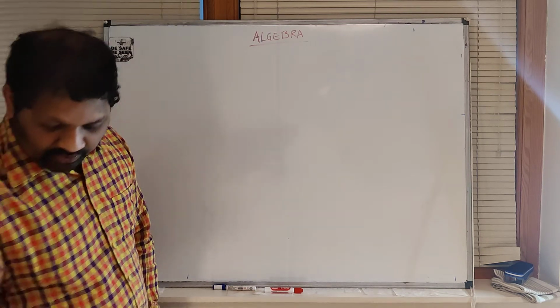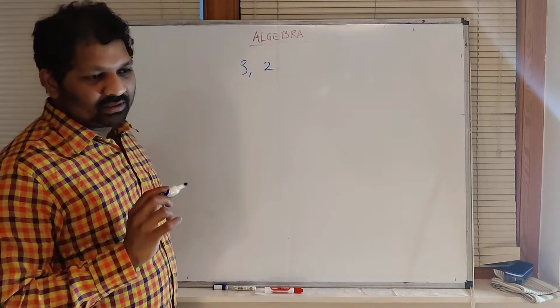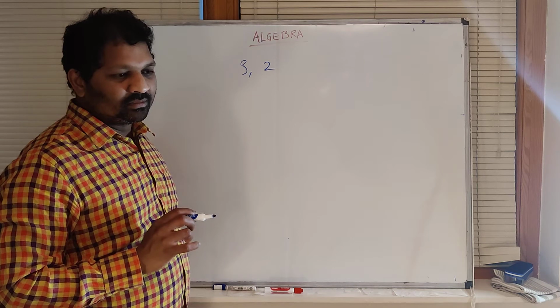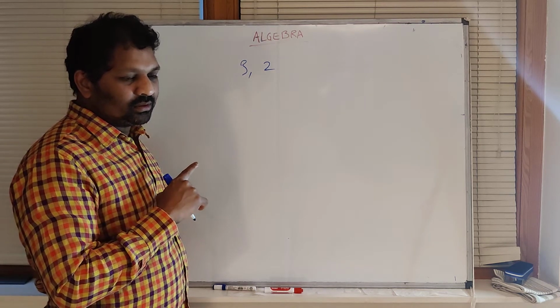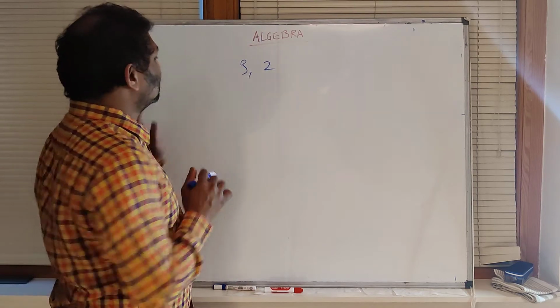Okay. So we have some roots, 3 and 2. Two roots are given. What is the quadratic equation?